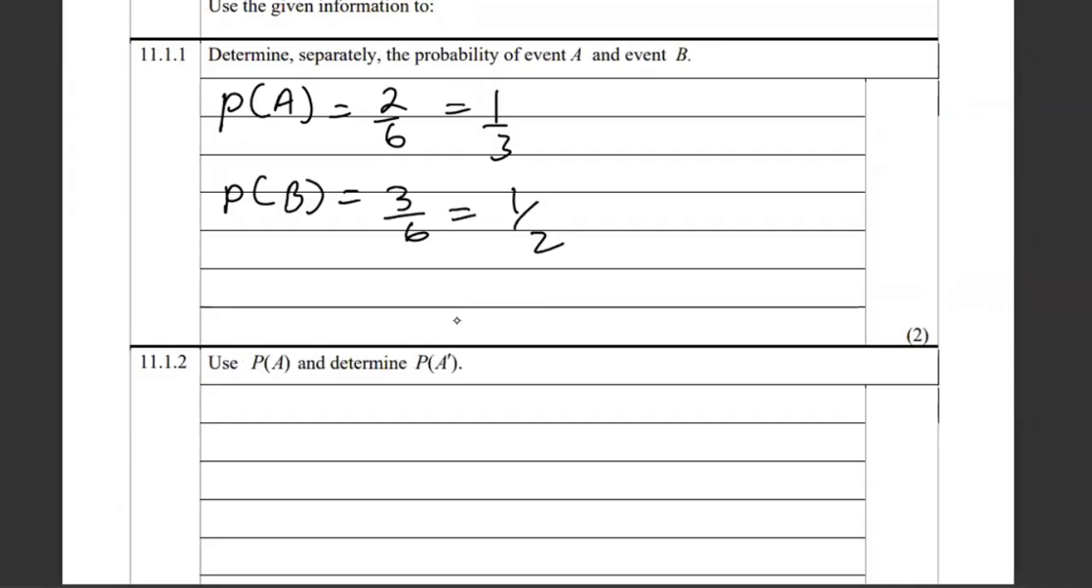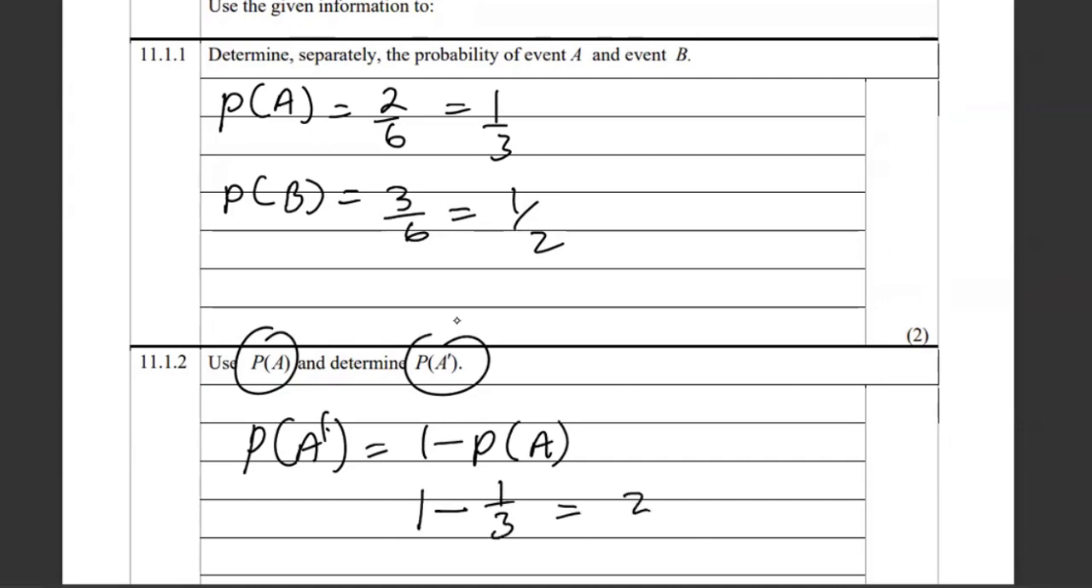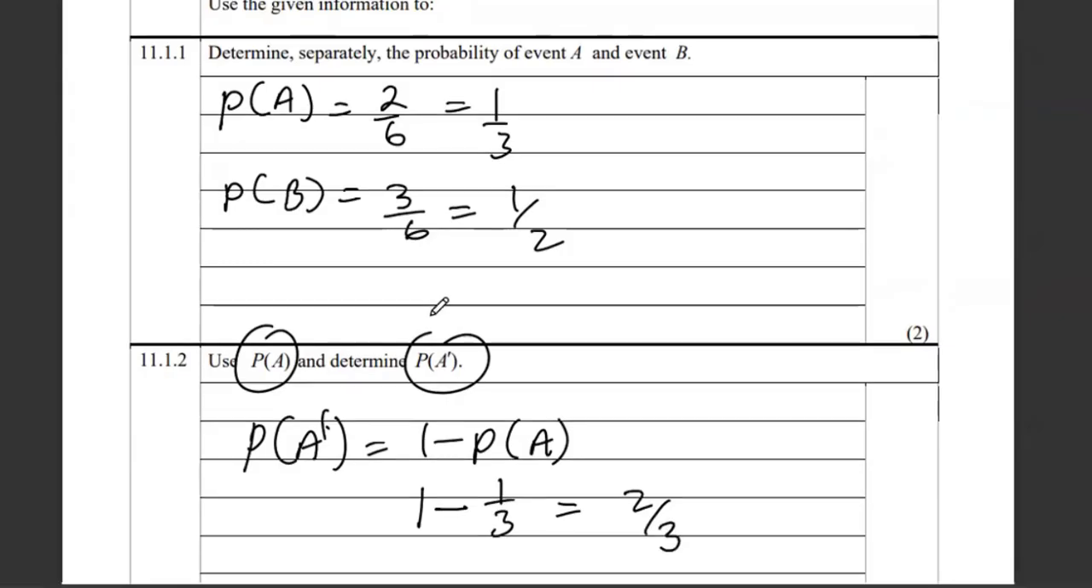Then use probability of A to determine the complement. So we know that the complement is the same as 1 minus the initial probability. So we can get 1 minus 1 over 3, which must give us 2 over 3.